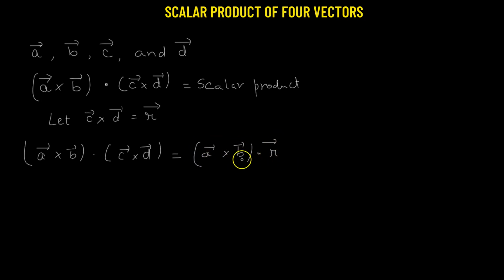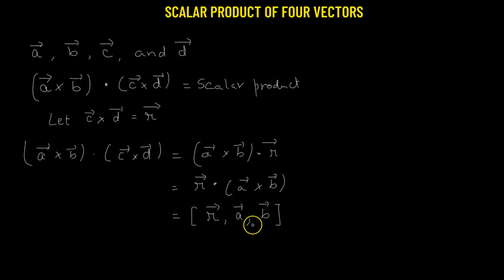Now we know that the scalar product between two vectors is commutative in nature, so this can also be rewritten as R vector dotted with A cross B. So in a compact form, we can rewrite this as vector R, vector A, vector B. This is the notation for writing a scalar triple product between the vectors R, A, and B.